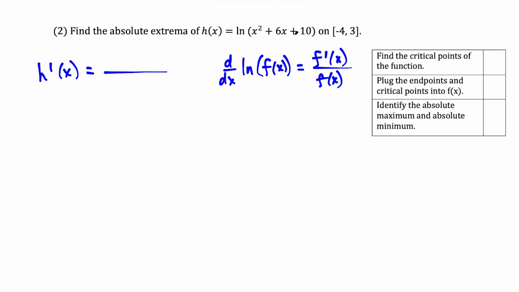We're going to have 1 over the inside, which is x squared plus 6x plus 10, and then the derivative of the inside is going on top. So we're going to have 2x plus 6 on top. So once again, this chain rule variant is just helpful for questions like this. So now we want to know the critical points. So we're going to set h prime of x equal to 0, and this is true when the numerator is 0 and the denominator is non-zero.